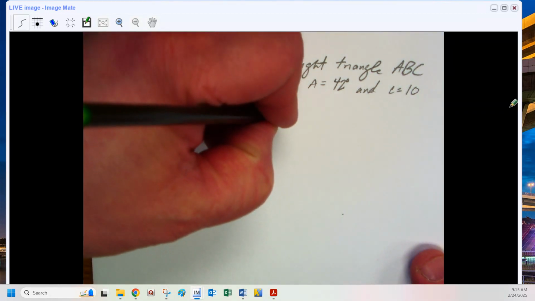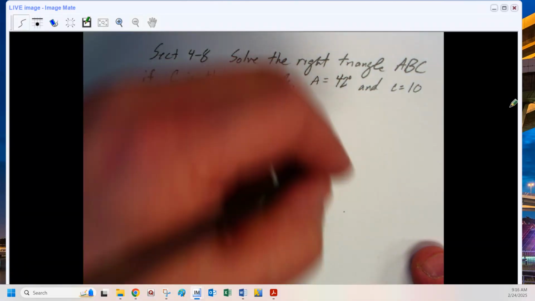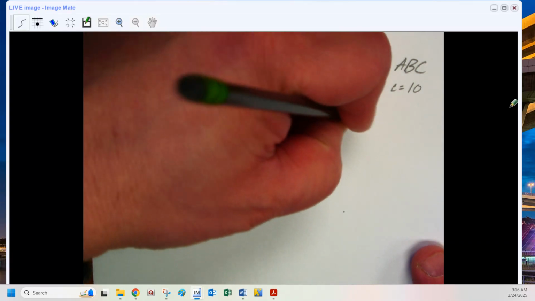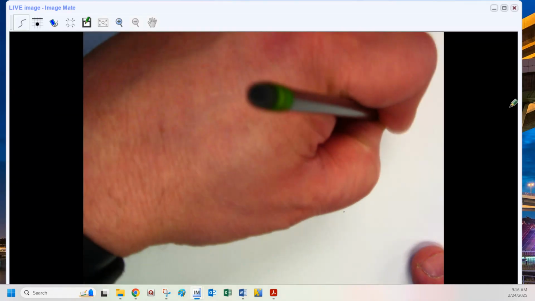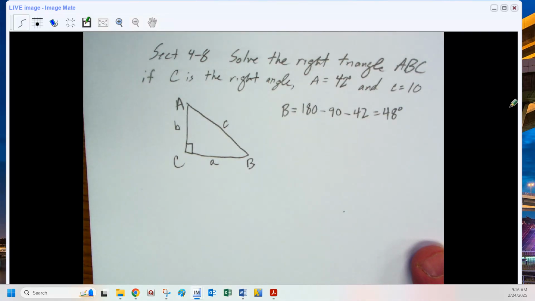Now angle B is pretty easy here. We could say that it's 180 minus 90 for C, and then minus 42, and so that's 48 degrees. Okay. Now for side A and side B, we're going to need a little trigonometry.